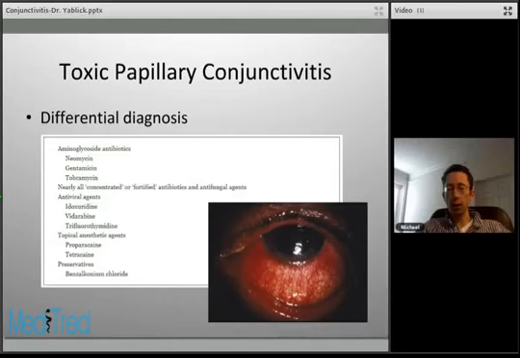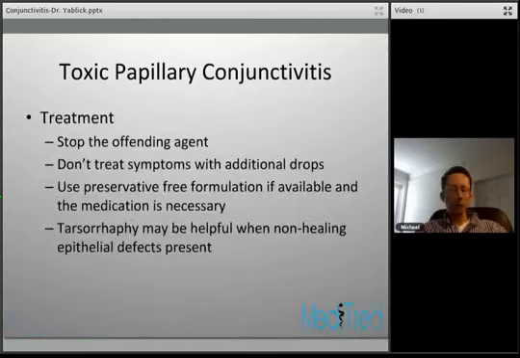So when you see this condition and it's causing the patient excessive irritation, you can always stop the offending agent, and the condition should resolve. One important thing to note is don't just treat the patient's symptoms with additional drops. That's one common pitfall. The patient has irritation, and then you try to add more drops to treat their symptoms, and that just contributes to the toxic nature of this, especially if there's a common preservative involved.